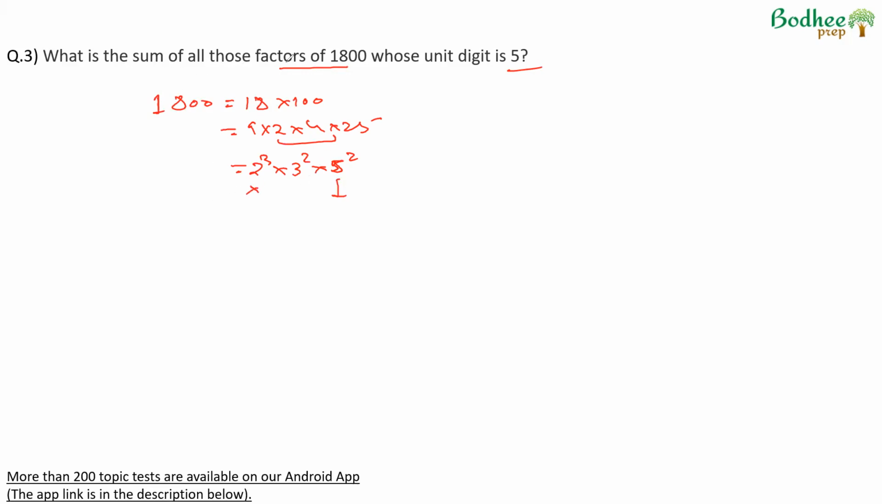So, using the formula for sum of factors, for the sum of factors having the unit digit as 5, the only power of 2 that can be used is 2 raised to power 0. For 3, any power can be used: 3 raised to power 0, 1 or 2. For 5, there has to be a 5 definitely, so power of 5 being 0 cannot be used. So the required sum is (1) into (1 plus 3 plus 9, which is 13) into (25 plus 5, which is 30). Therefore, the required sum is 390.